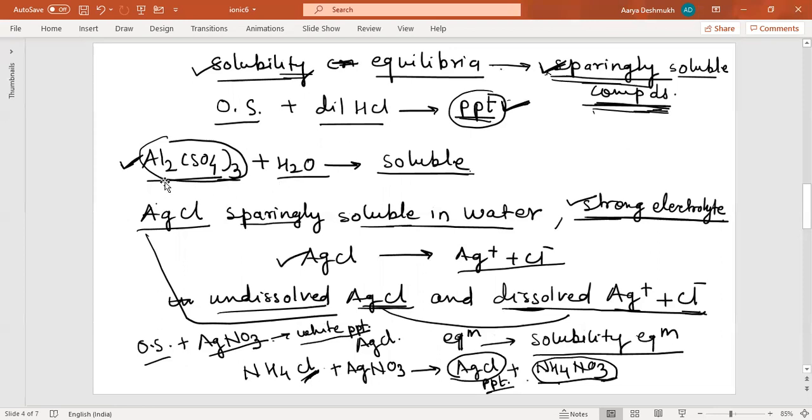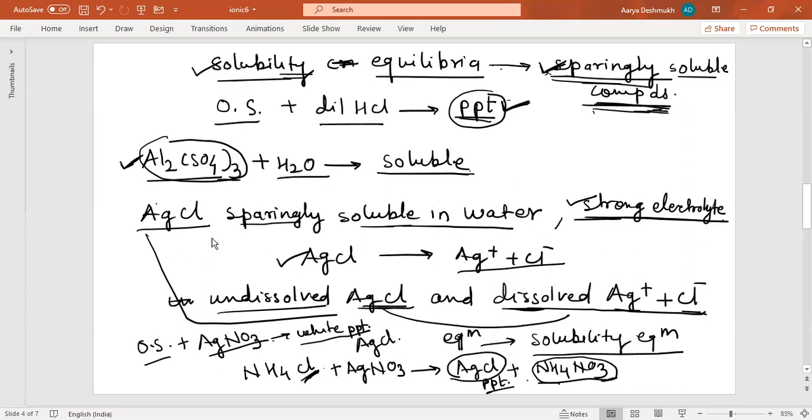Now in the case of aluminum sulfate, which is a sparingly soluble salt, it is soluble in water to a very small extent. Means if you are adding aluminum sulfate in water, you will have to warm the solution, then only some of the crystals will be soluble in water. So such salts are called sparingly soluble salts.